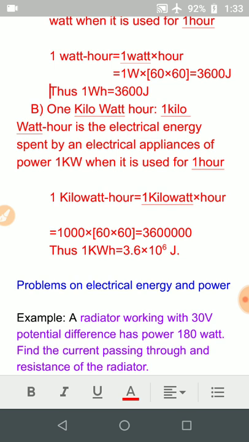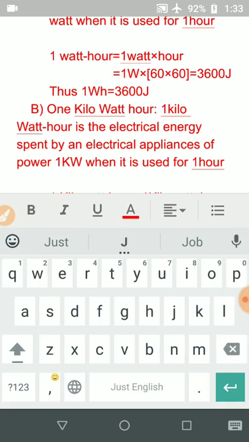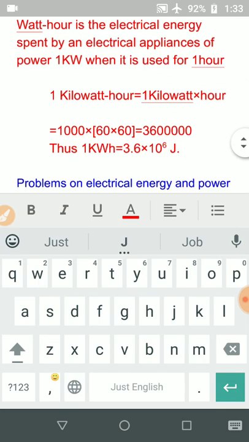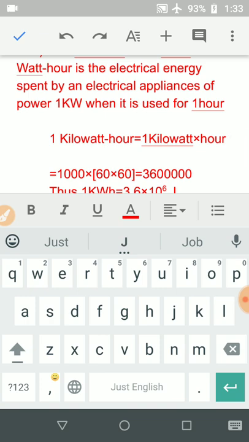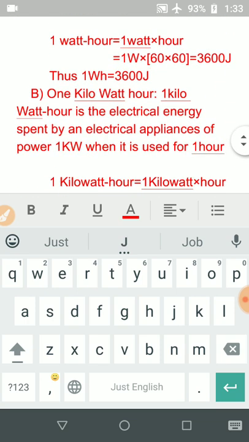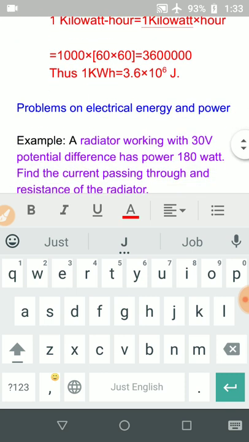Friends, let us compare these values. Here it is only 3600 joule, but here it is 3.6 into 10 to the power of 6 joule, that is 36 lakh joule. Therefore, 1 kilowatt hour is 3.6 into 10 raised to the power of 6 joule. 1 kilowatt hour is the bigger commercial unit compared to the 1 watt hour.